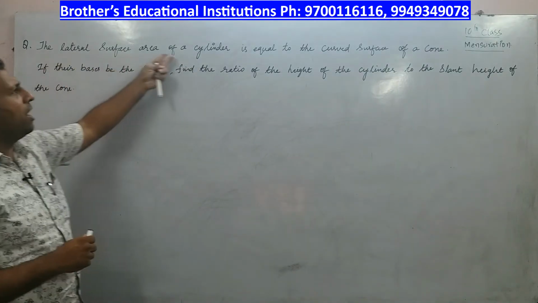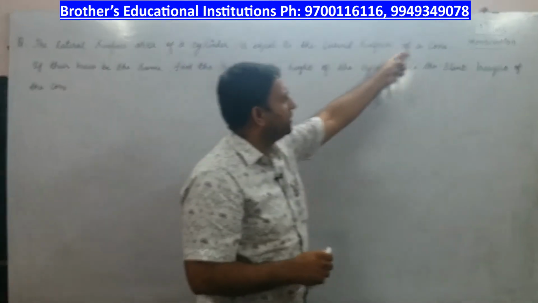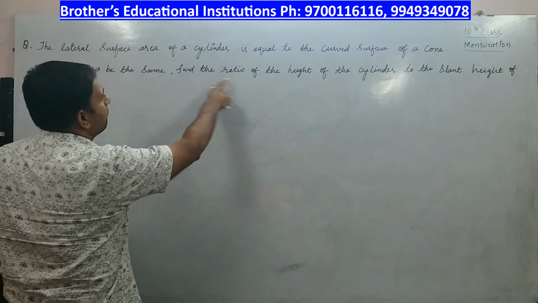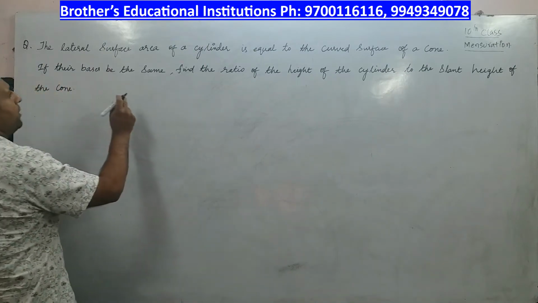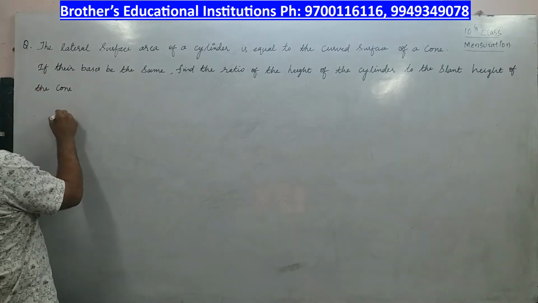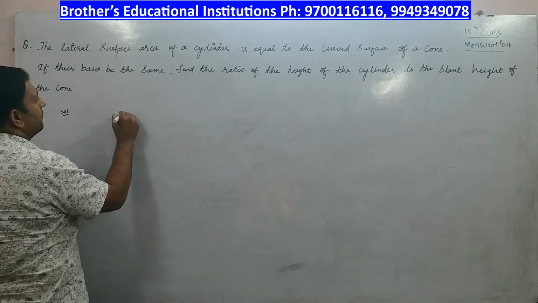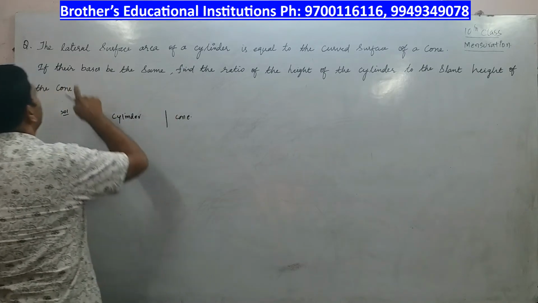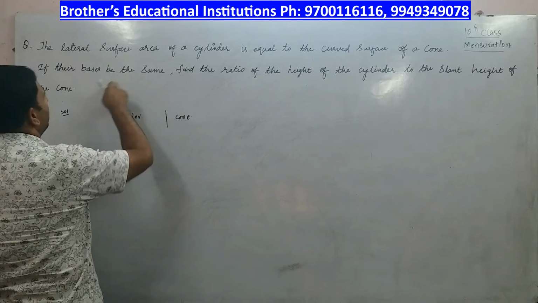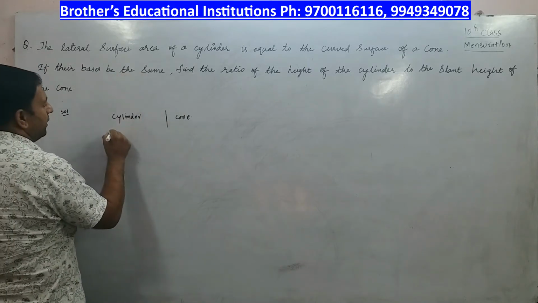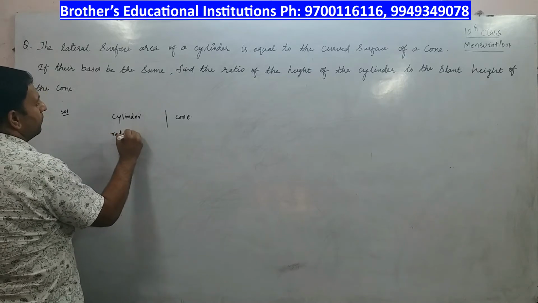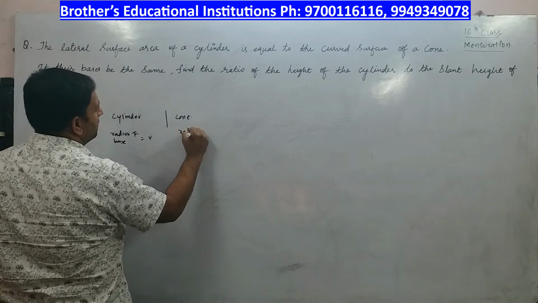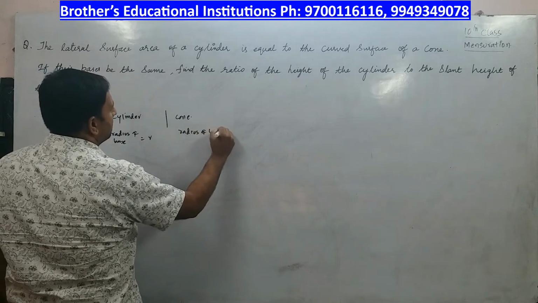The lateral surface area of a cylinder is equal to the curved surface area of a cone. If their bases are the same, find the ratio of their heights. Now there are two things in the picture here. One is a cylinder and the other is a cone. They have the same base radius, so the radius of the base is equal to R.